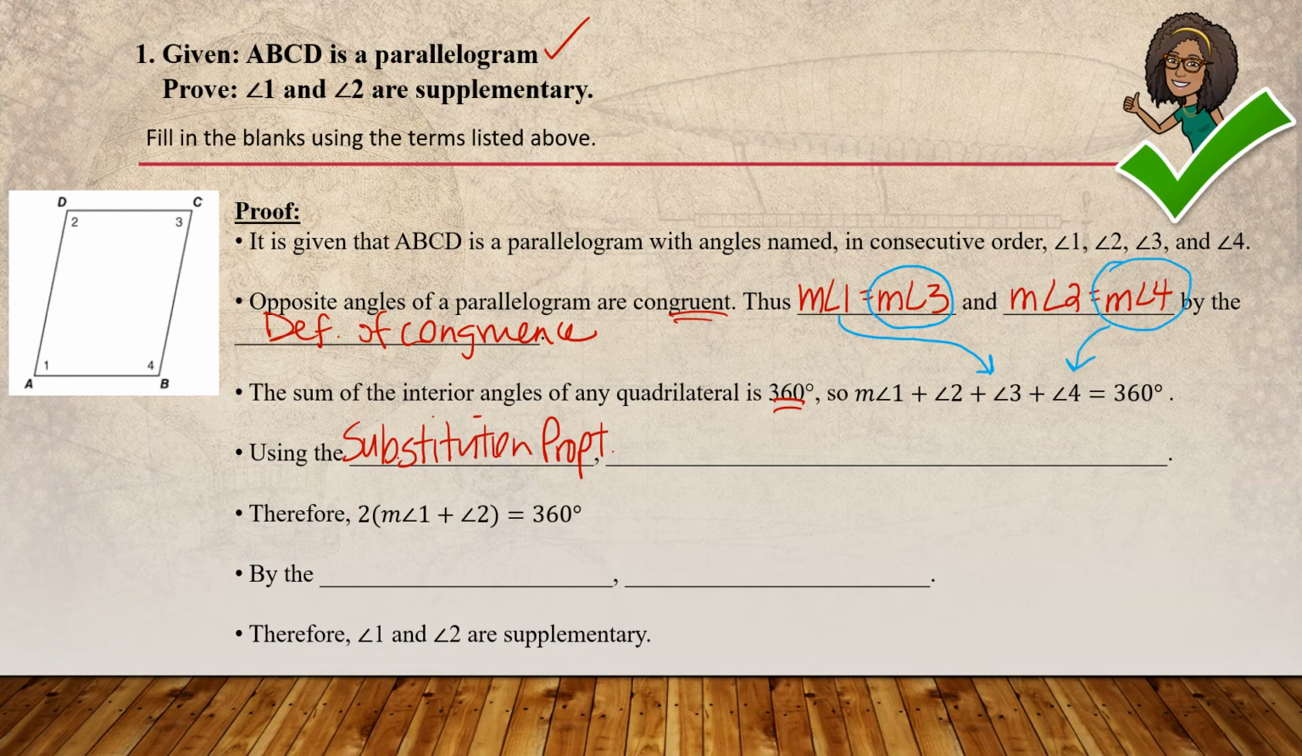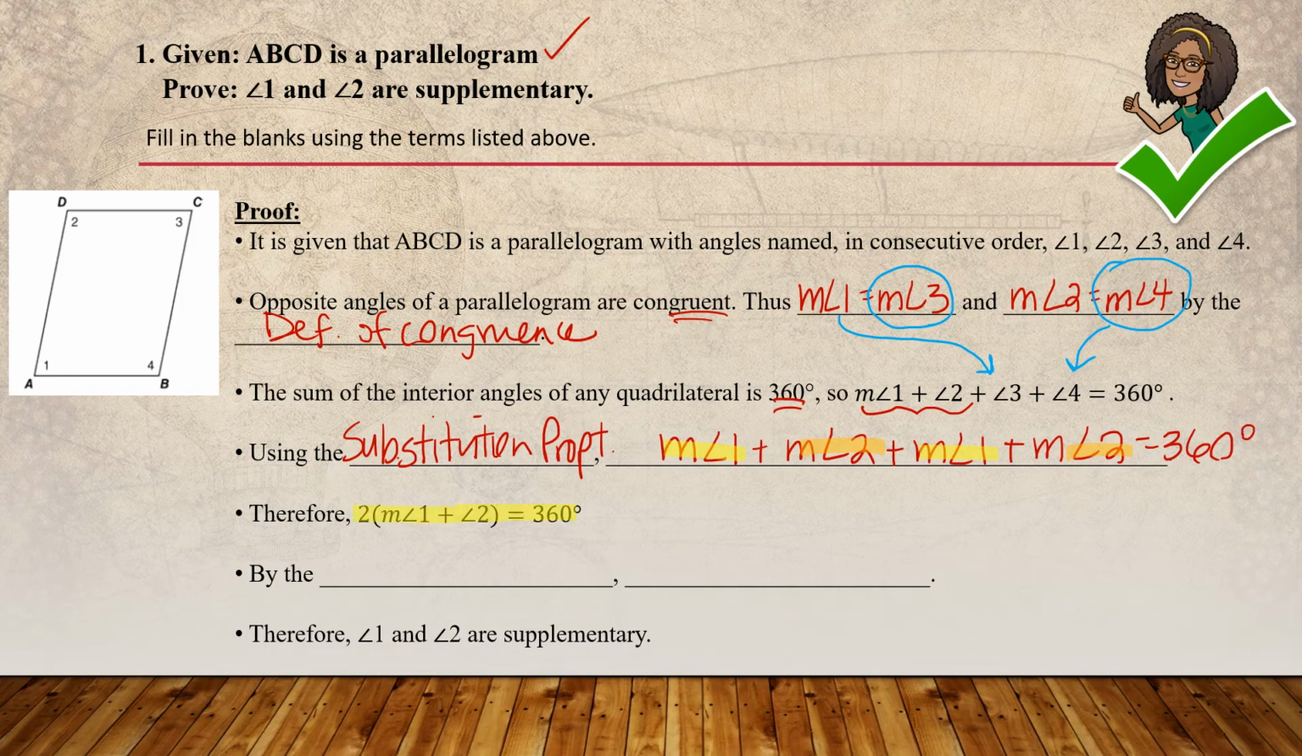So I can rewrite this equation as the measure of angle 1 plus the measure of angle 2. So we keep this first part. But the second part, I'm going to replace 3 with the measure of angle 1, and I'm going to replace 4 with the measure of angle 2. And now that's going to equal 360 degrees. So as you can see, we're just going to now group our like terms. So we have 2 measure of angle 1s, and we have 2 measure of angle 2s. So when we group those together, we get 2 times the quantity of the measure of angle 1 plus the measure of angle 2 equals 360 degrees, right?